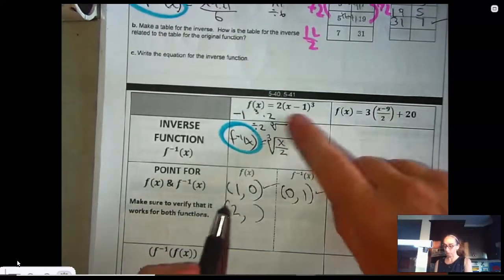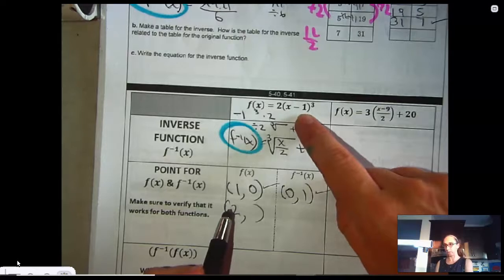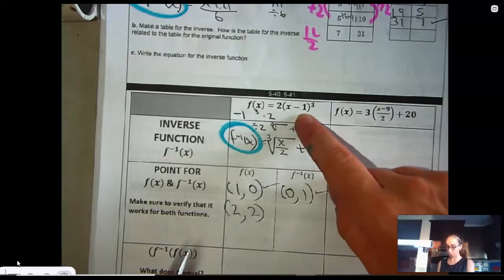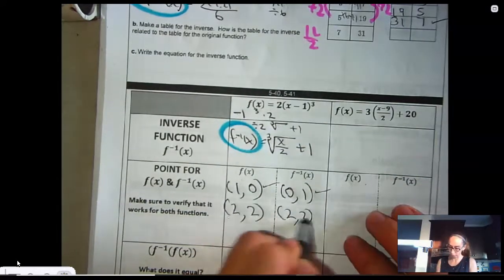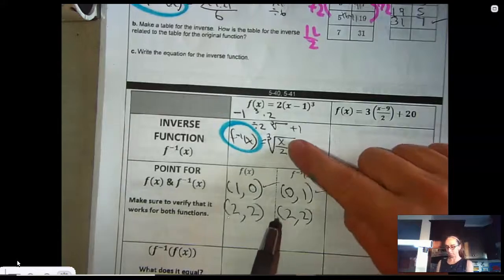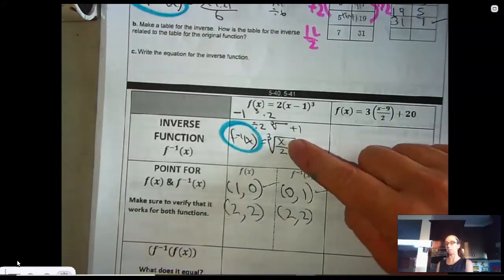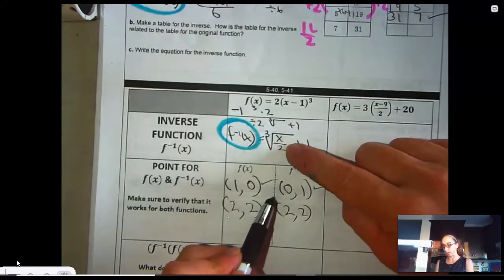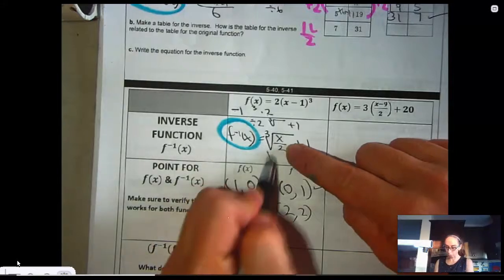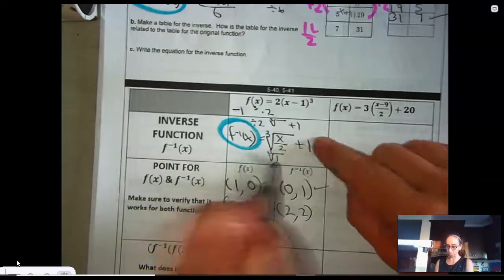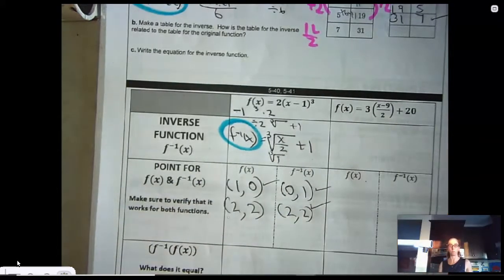2. 2 minus 1 is 1. Cubed is 1 times 2 is 2. Okay, well that's kind of annoying because it's 2, 2. It might be too easy, but whatever. Or not easy, but hard to really find out. 2 divided by 2 is 1. The cube root of 1 is 1 plus 1 is 2. I'm pretty sure I'm good.